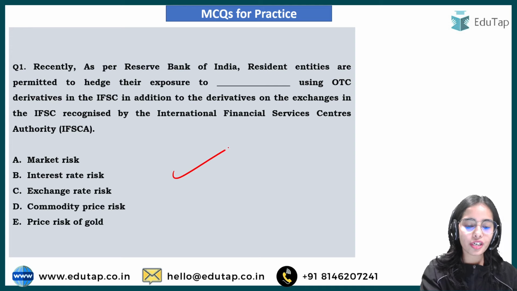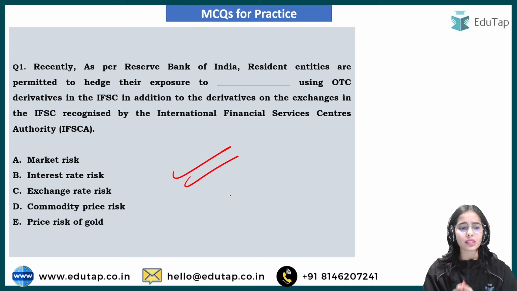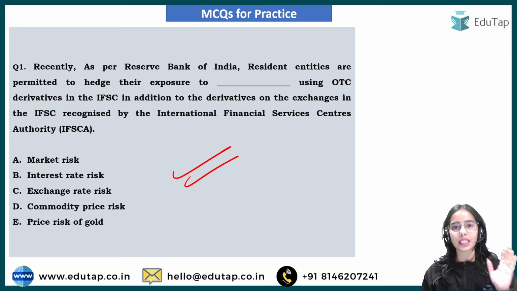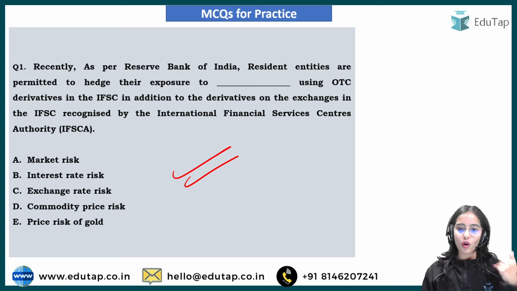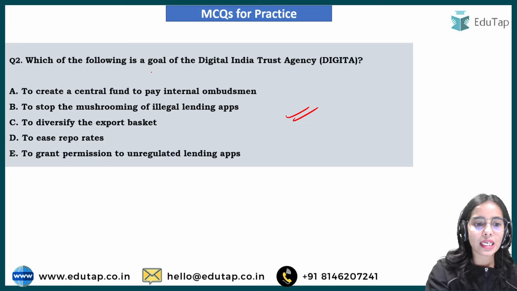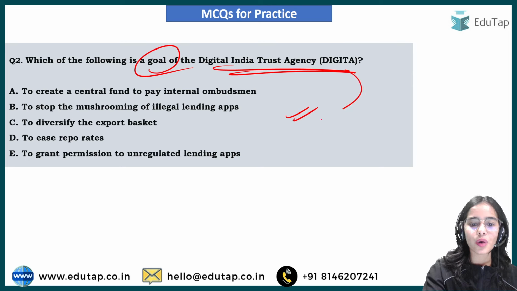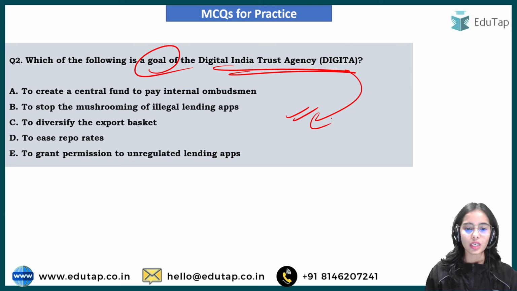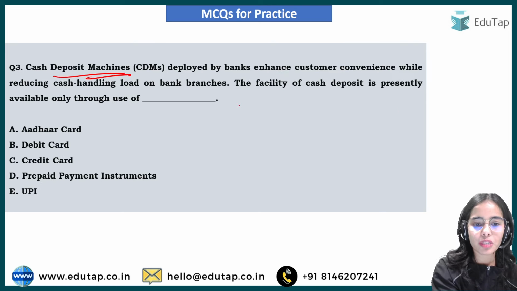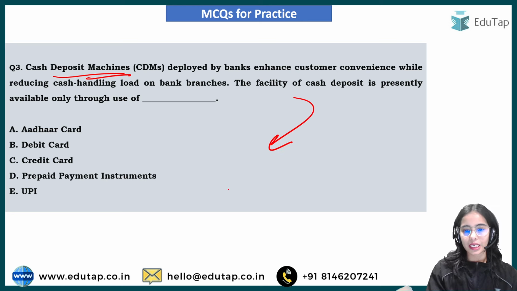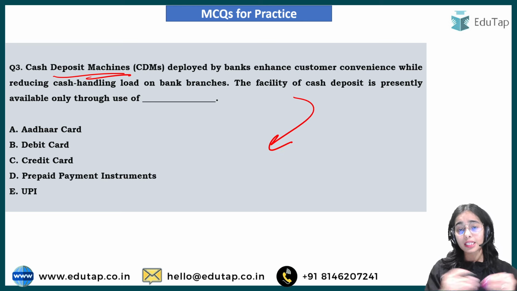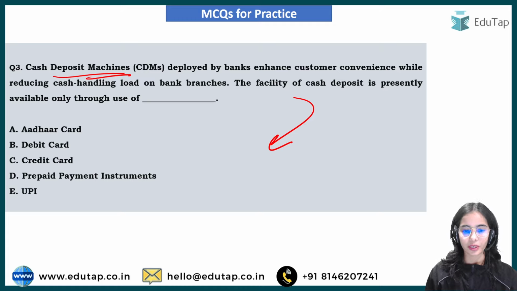Now this is the question in front of you. I hope you will be easily able to answer this question. A very easy question for you now: RBI has released a recent notification for the resident entities. Now you have to tell which kind of hedging is permitted using over-the-counter derivatives. The next news article is regarding the goal of the Digita. So you have to tell which of the following is the goal of the Digita. Next is the cash deposit machine. Which of the following is correct? Completing the statement here is what you have to find.